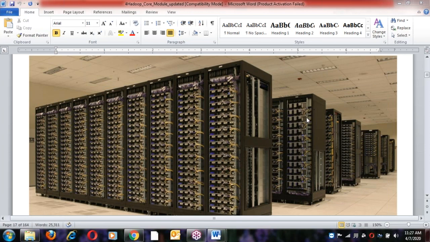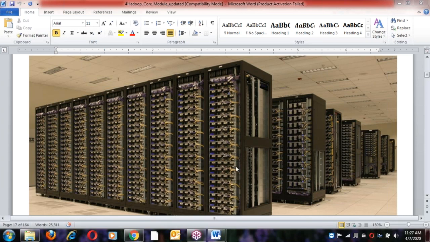Rack 1, rack 2, rack 3, rack 4, rack 5, like this, all the racks. Inside the racks, nodes, systems and computers are placed, and all are connected to the network. So the computers are placed in the racks. This is what a complete data center looks like.